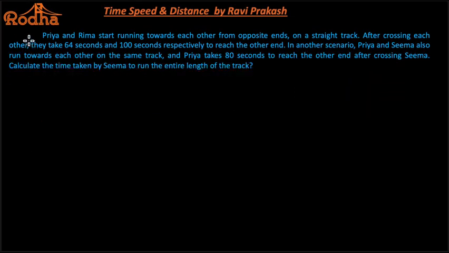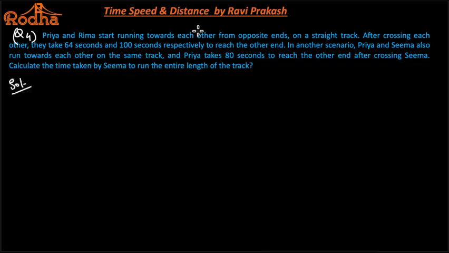Look at this question 4 here, guys. This question says that Priya and Rima start running towards each other from opposite ends on a straight track. After crossing each other, they take 64 seconds and 100 seconds respectively to reach the other end. Let's write question 4 here. So basically they start running towards each other from opposite ends here. We can make a diagram for this again.